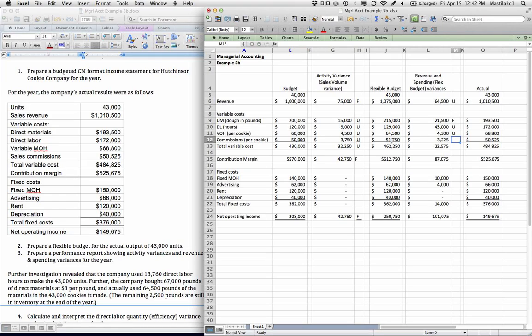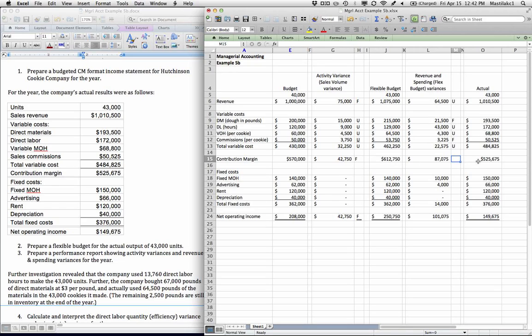Sales commissions should have been $53,750. They were only $50,525. That's a favorable variance. It increases net income because it's a reduced expense. It probably has something to do with the fact that our revenue was lower per cookie. So total variable cost was $484 instead of $462. That's unfavorable. That's going to reduce net income.